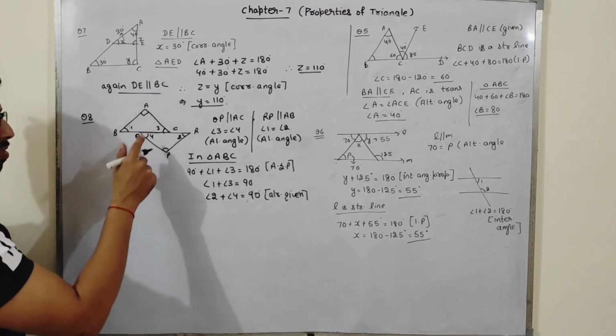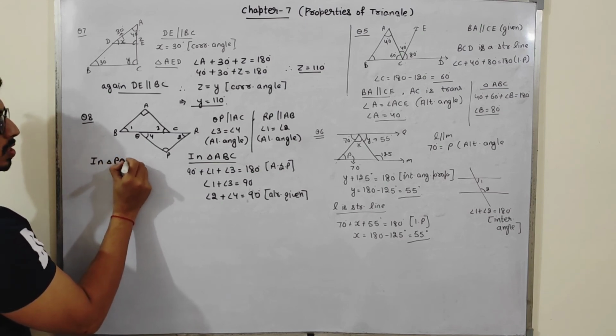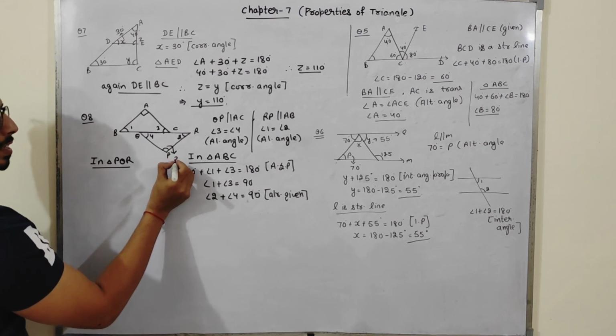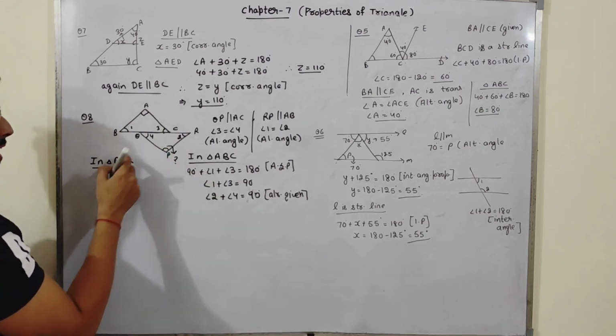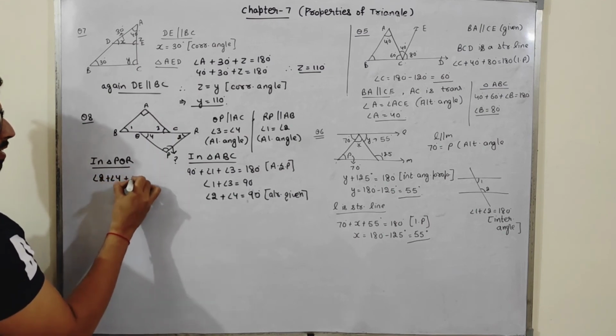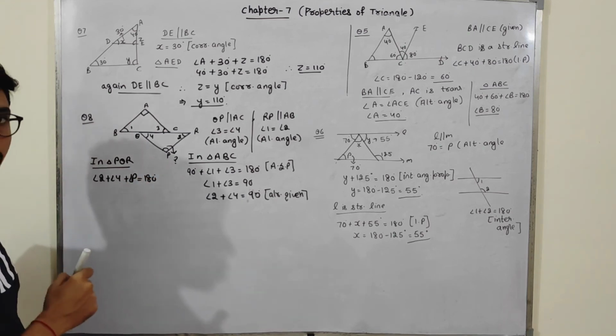Now see, in triangle PQR, students, what we have to find out? We have to find out the value of this angle P. Now take triangle PQR. Angle 2 plus angle 4 plus angle P is equal to 180 degrees. The reason is the same angle sum property.